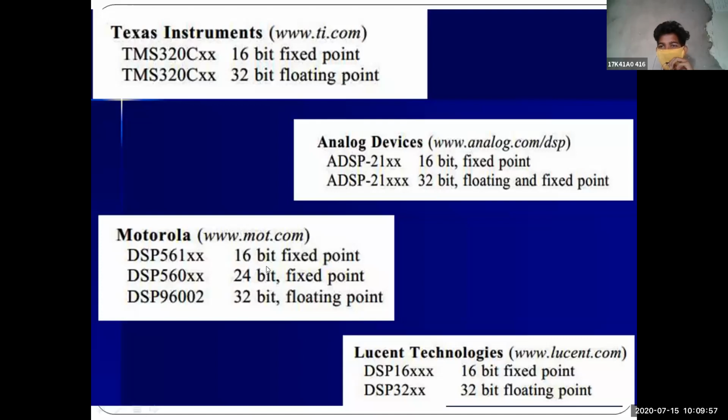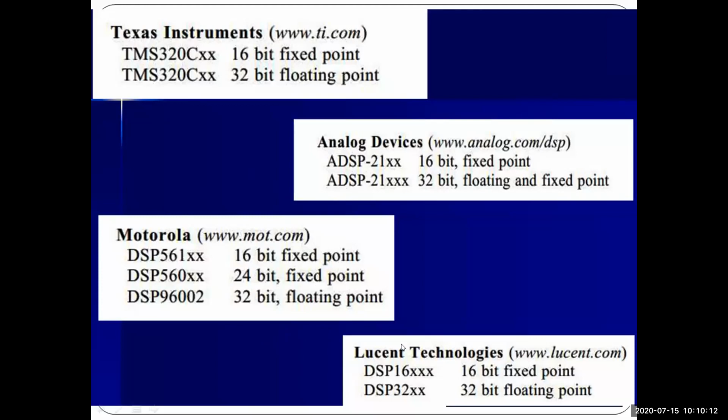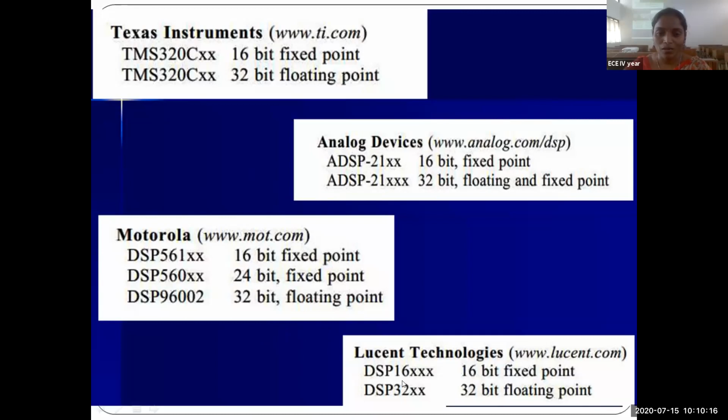And Motorola. So these are the various manufacturers of ICs which support fixed point as well as floating point. Now Lucent Technologies. This is one more manufacturer which produces DSP processors. It also supports fixed and floating point. So from this PPT, the overview is that all DSP processors support only two number formats: fixed point and floating point.